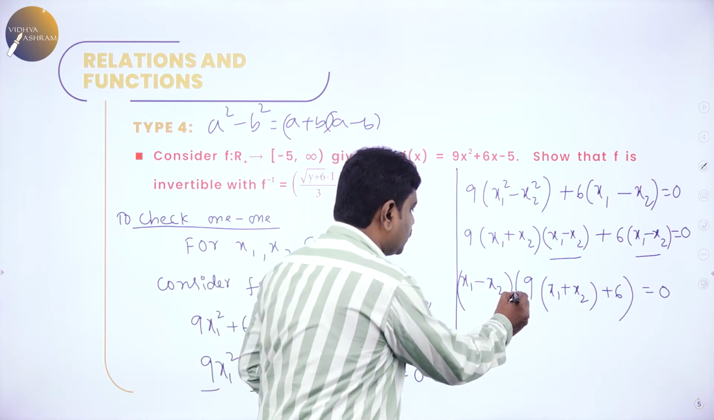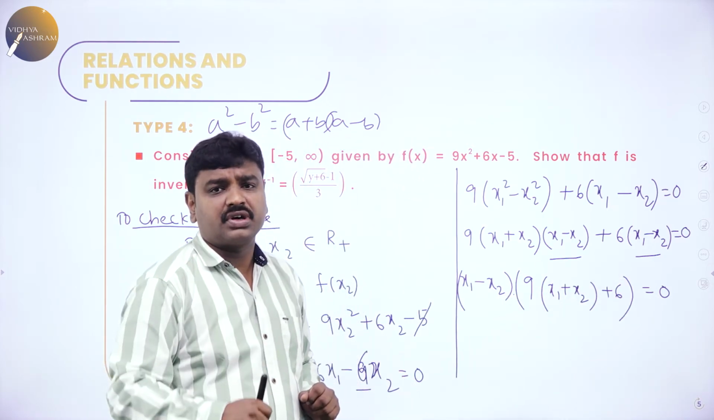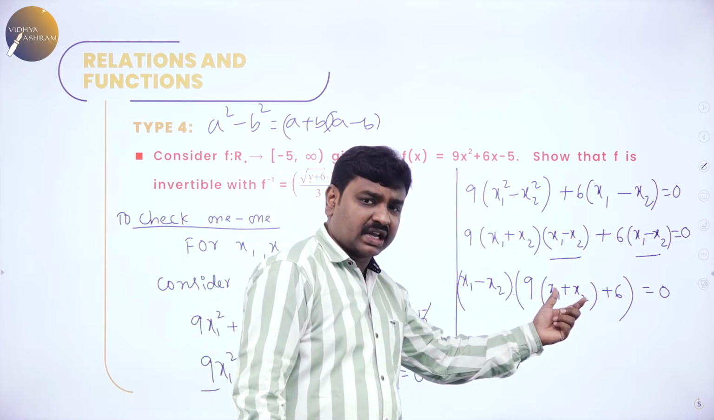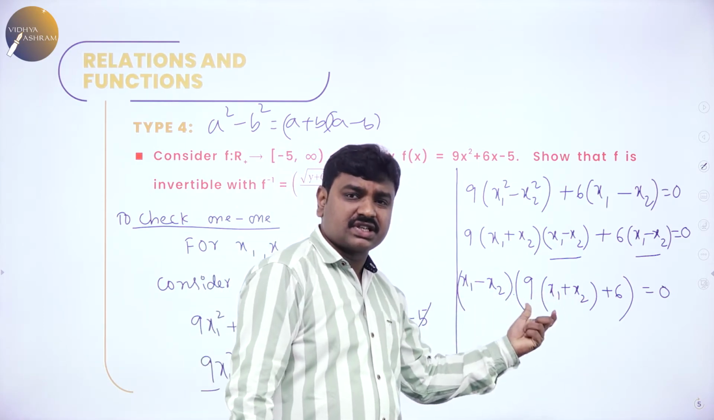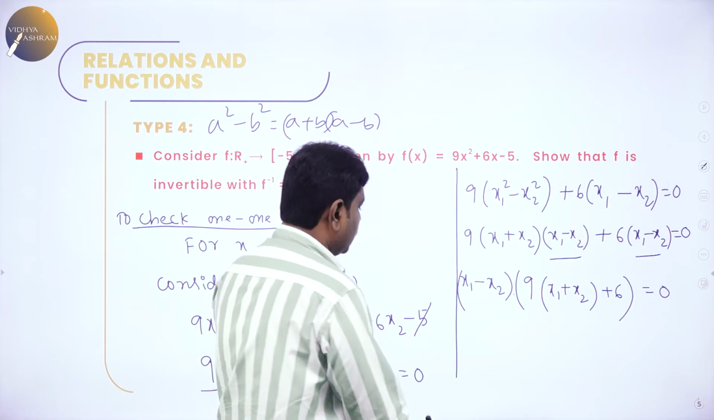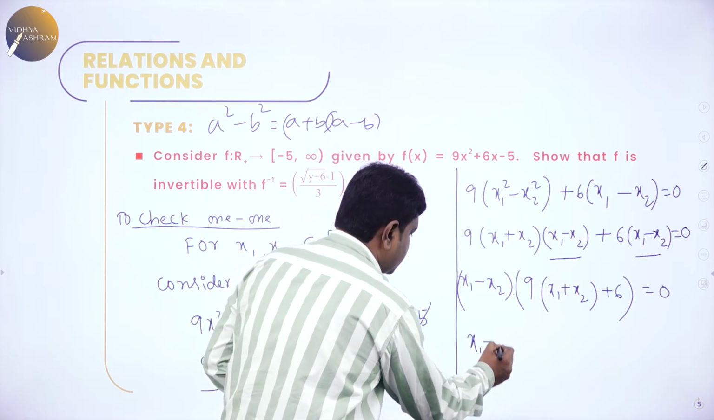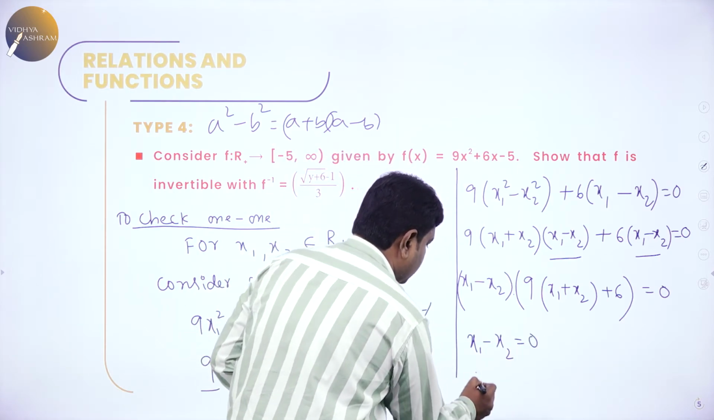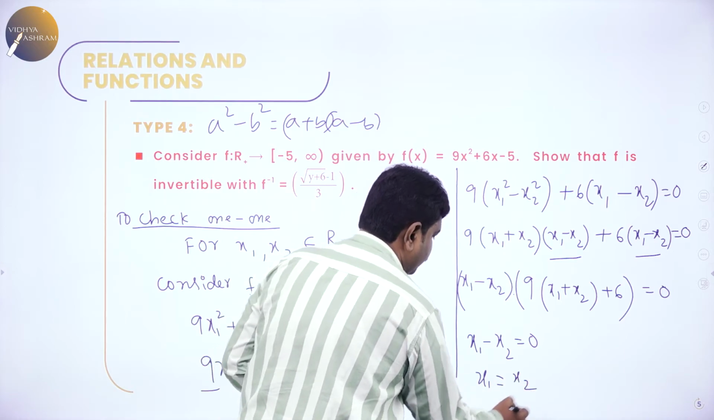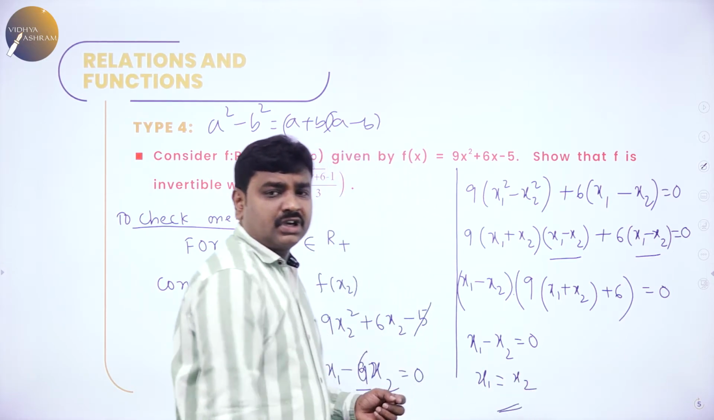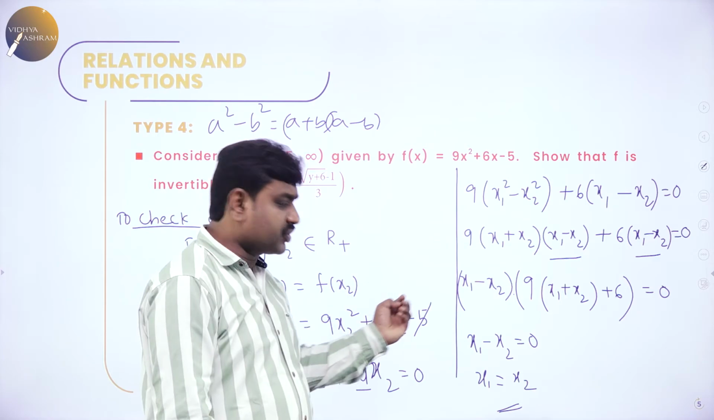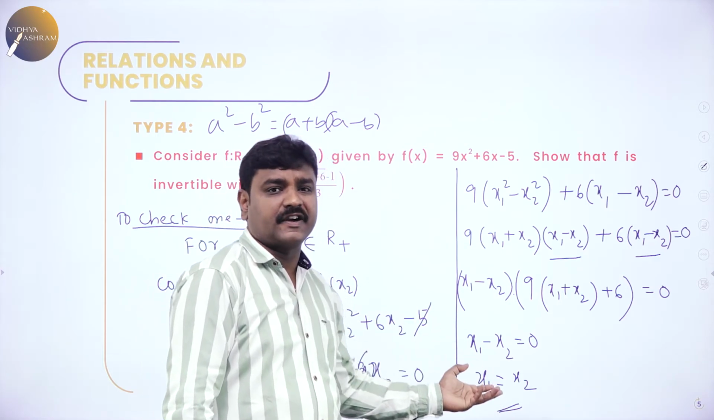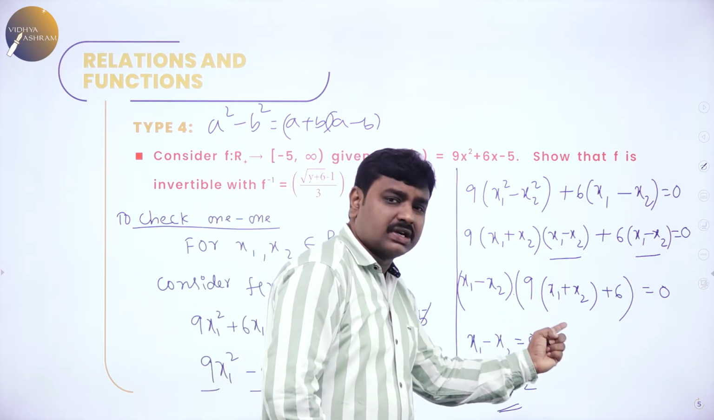If the product of two terms is 0, then each term is what? 0. You know, when you factorize, if the product of two factors is 0, then each factor is 0. Equate it. So now I'll take x1 minus x2 equal to 0. That gives you x1 equal to x2. And this is what we need. We should consider f of x1 equal to f of x2 and we should arrive at x1 equal to x2. We got it. But I should also discard this part.